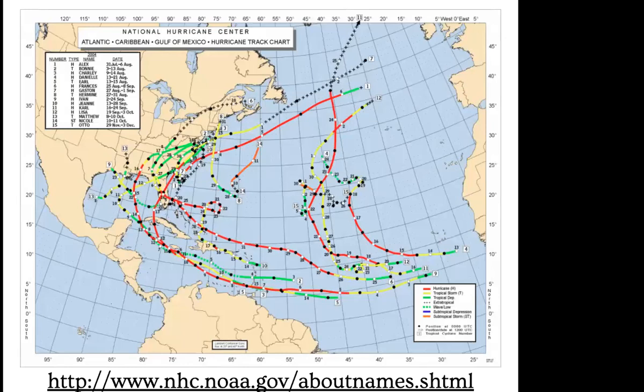So a lot of times you'll see maps that look like this. And these are how they track the hurricanes. A lot of them look like spaghetti models. And there's all different ones that you can look at.